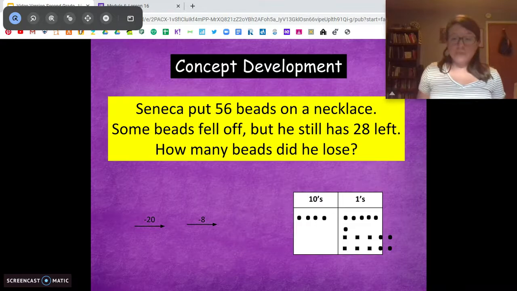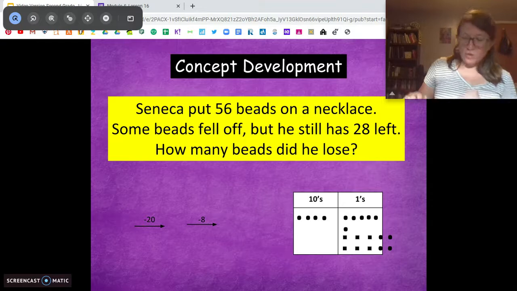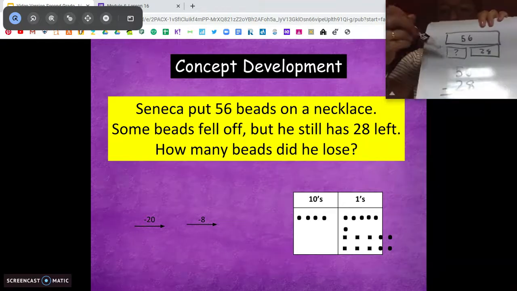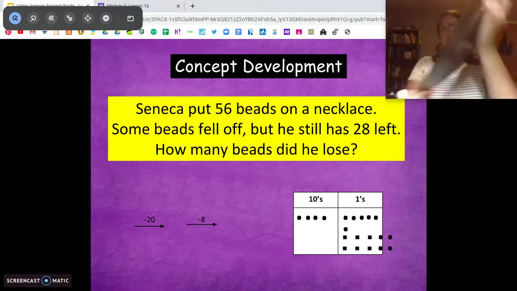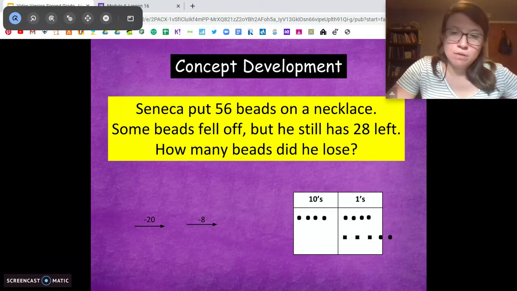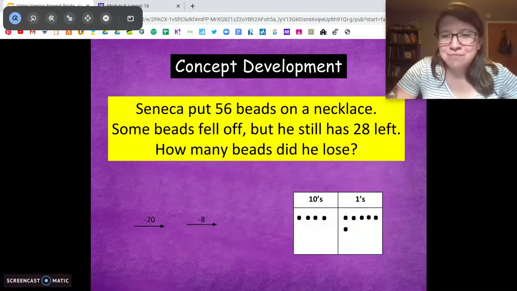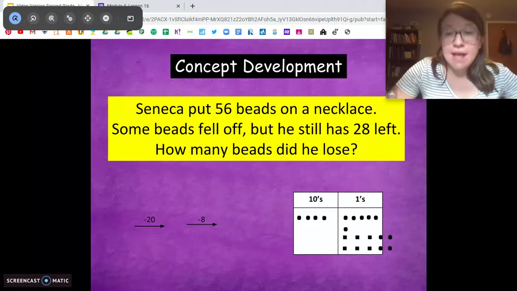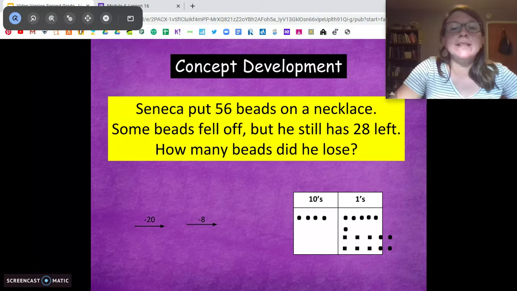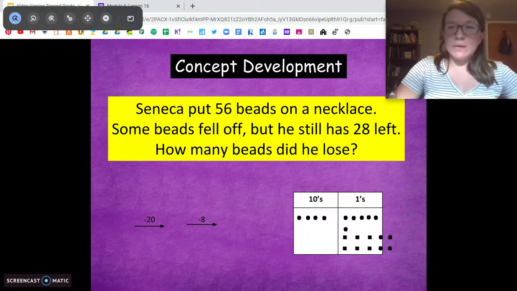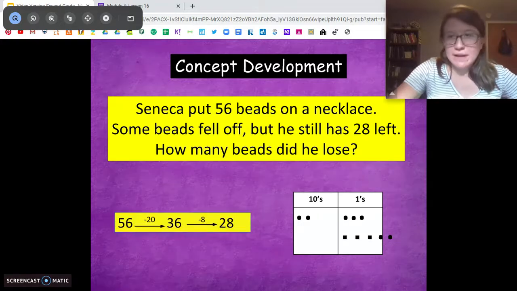Now this little picture down here did it with regrouping. So you can draw the picture, and we're going to do 56 minus 28. Now, when we set it up like this, can we take 8 away from 6? We can't, right? So we're going to take off a 10, and we're going to decompose and add 10 there. Now, we have 16 in there. Can we take 8 away from 16? Yes, so we're going to take those away. We're going to take our 10s away, and we get 28.